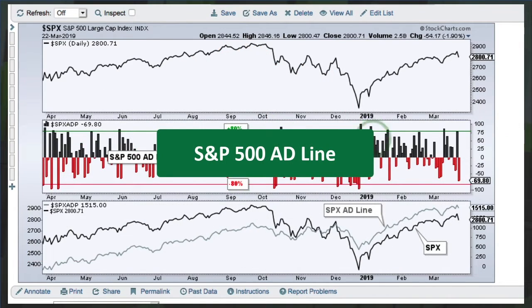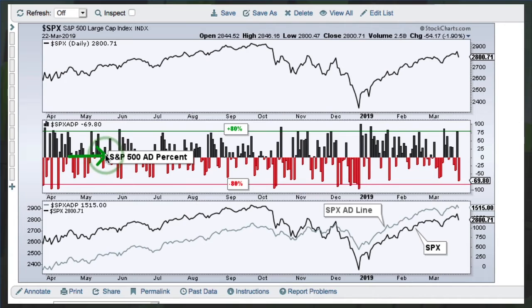So in this chart, I'm showing advance decline percent as a histogram, which makes it much easier to read. And you can easily see when we have these days above plus 80% and below minus 80%. And then I just use a cumulative indicator feature for price to create the AD line for the S&P 500. And then I overlaid the S&P 500 so you can easily compare movements in the AD line and in the S&P 500.